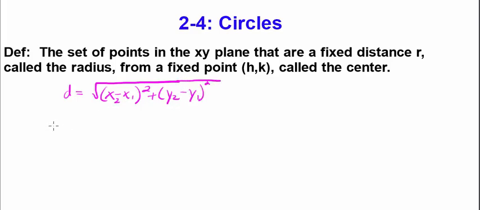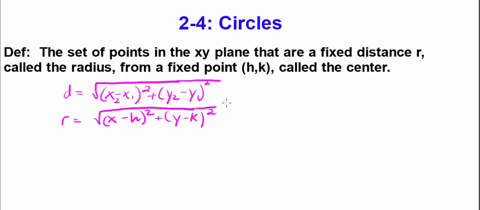All right, well, we refer to a distance and we define it as r, so I'm going to replace the variable d with r. And we also define one of the points being h, k, which would be the center of the circle. So I'm going to rewrite this as x minus h quantity squared plus y minus k quantity squared. And that is one of the variations of a standard form of a circle.